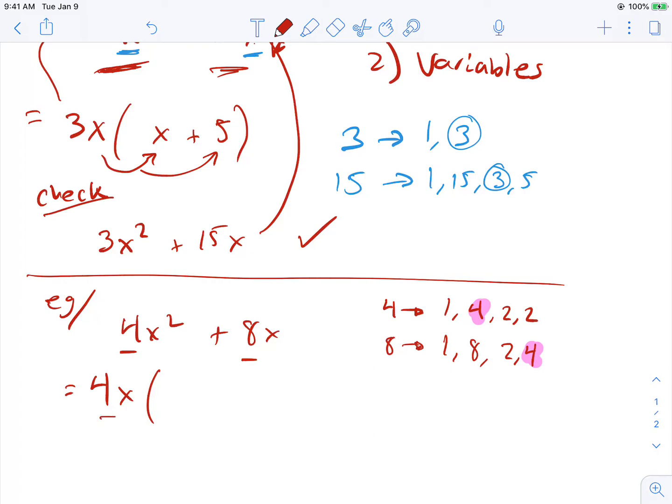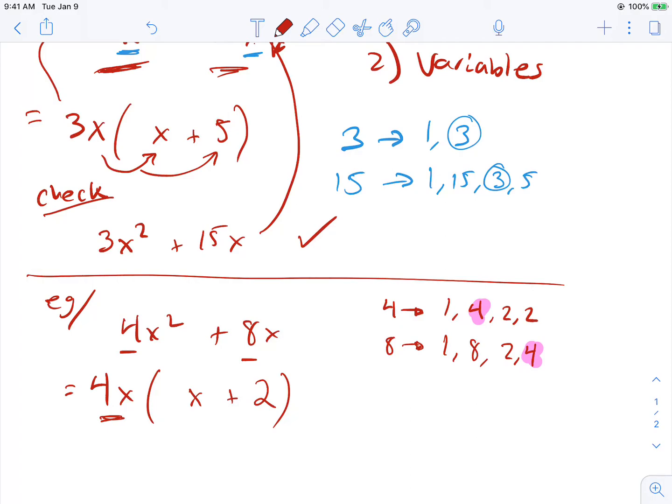So here is my term that I've factored out. And now what I'm going to do, 4 divided by 4 is going to be 1. X squared, and I took an x out of it, is just going to leave me with an x, plus 8 divided by 4, it's going to give me 2, and then x divided by x, well, I just took that x out, it's gone. So this would be the completed factor there.